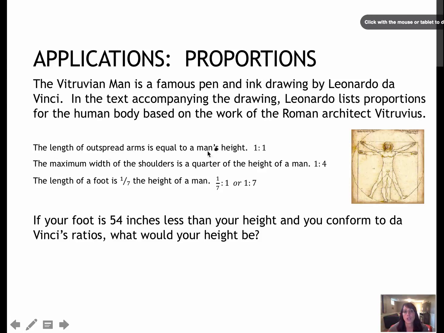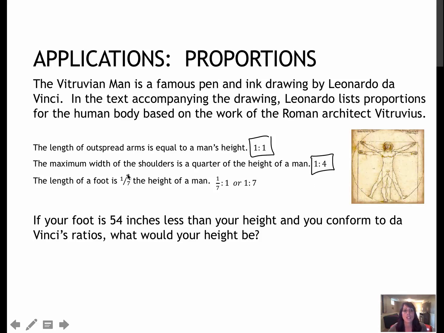We know that the ratio of the outspread arms to the height is 1-to-1, which means, and that's real, if you spread your arms out from tip to tip, that's the same distance as your height. So mine would be a whopping 6 feet, but that is in a ratio of 1-to-1. The maximum width of the shoulders is 1/4 of the height. I haven't checked that one on myself, but I'm just going to trust that Leonardo da Vinci was pretty smart.